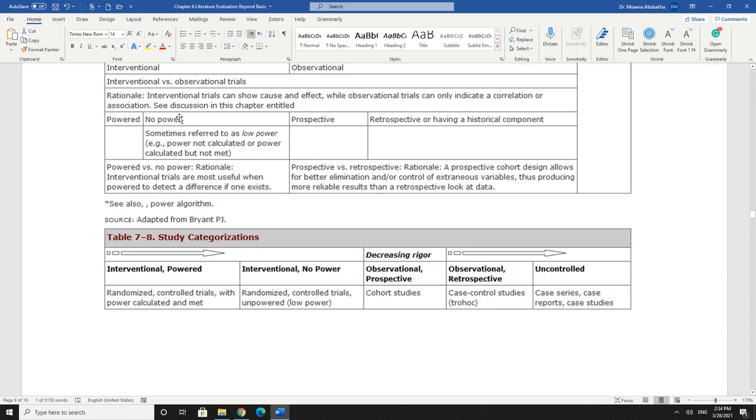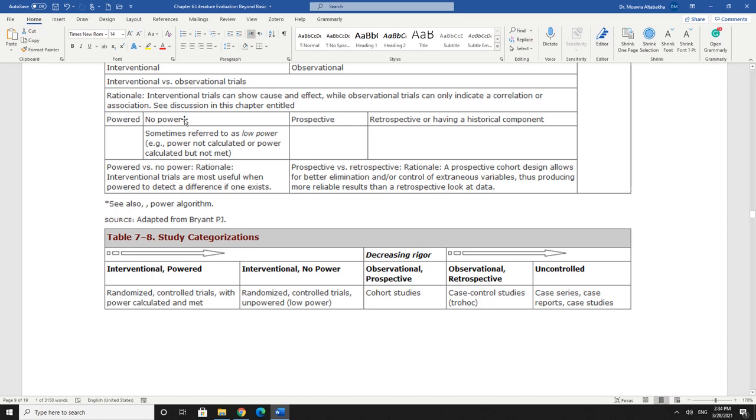Not powered, meaning the power of the study must be 80%. If you remember back in the previous chapter, controlled clinical trials evaluation, the study power should be at least 80%. How can you increase it? By increasing the number of participants. It's the power to detect a difference.